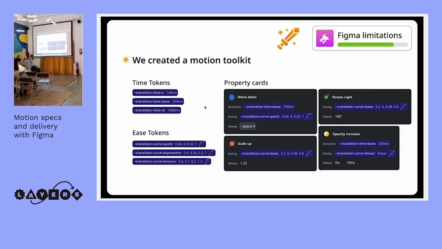Another thing that we did was prototype cards. So basically, we picked those time and ease tokens, we put them on these little property cards, and we say, look, we want this thing to move down at this duration with this ease and using our space token 4. Or this is supposed to scale up 1.25 with this duration. And we just created this UI kit, motion toolkit. And we use it every time we want to create a new component.